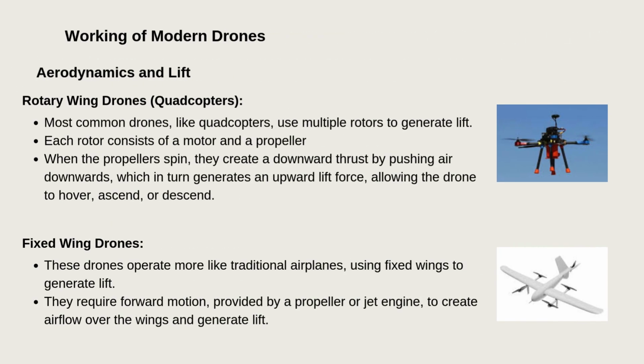Working of modern drones' aerodynamics and lift. Rotary wing drones, quadcopters. Most common drones, like quadcopters, use multiple rotors to generate lift. Each rotor consists of a motor and a propeller. When the propellers spin, they create a downward thrust by pushing air downwards, which in turn generates an upward lift force, allowing the drone to hover, ascend, or descend.